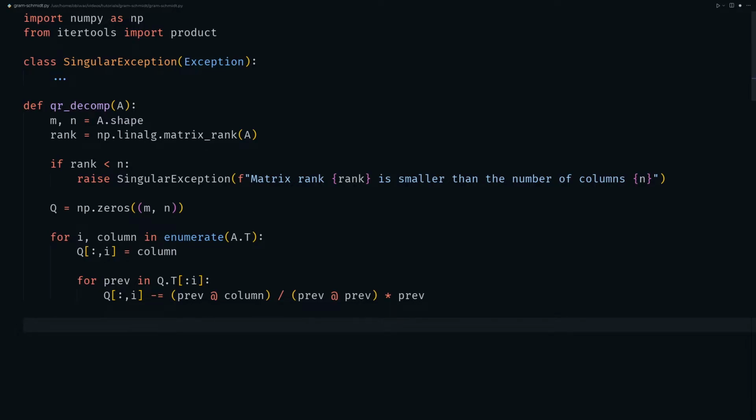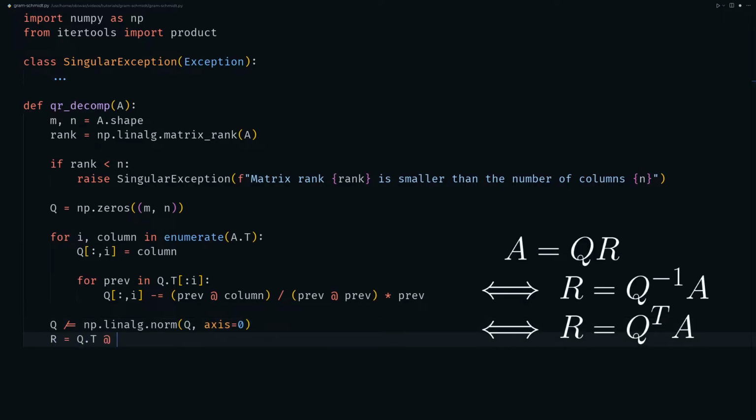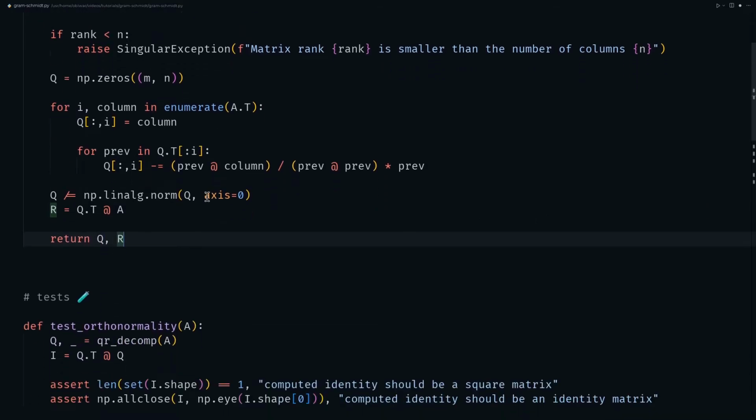To make it orthonormal, we're going to have to normalize each column vector. This is very easy with NumPy broadcasting, where we can divide each column of Q by its respective norm. Final step is to compute the upper triangular matrix R. This can be done quite easily by rearranging the A equals QR equation and noticing that the inverse of the orthonormal matrix is quite simply its transpose. Return that, and that's our QR decomposition done.